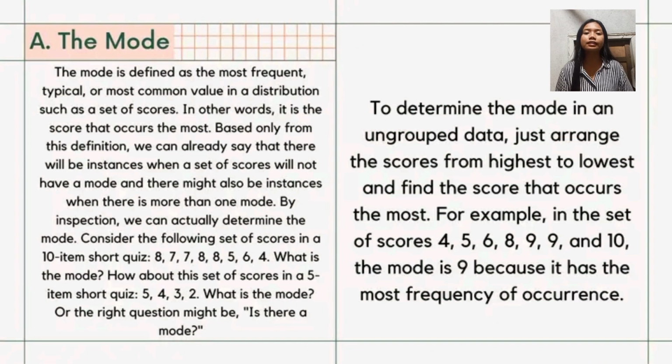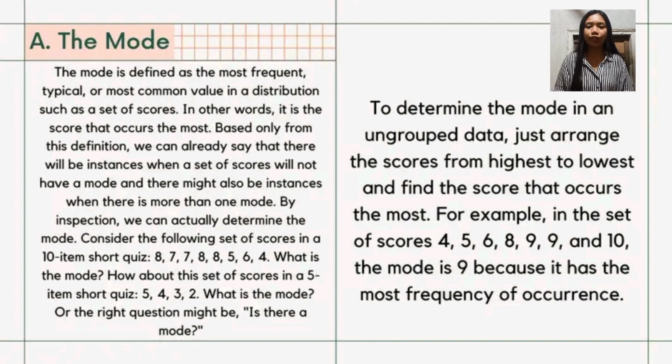The mode. What is the mode? The mode is defined as the most frequent, typical, or most common value in the distribution, such as a set of scores. In other words, it is the score that occurs the most. Based only on this definition, we can already say that there will be instances when a set of scores will not have a mode, and there might also be instances when there is more than one mode. By inspection, we can actually determine the mode.